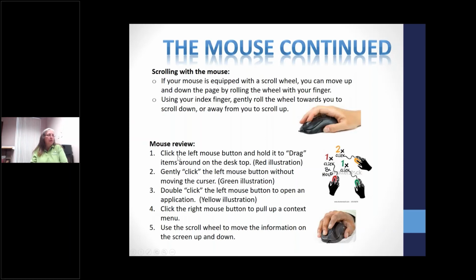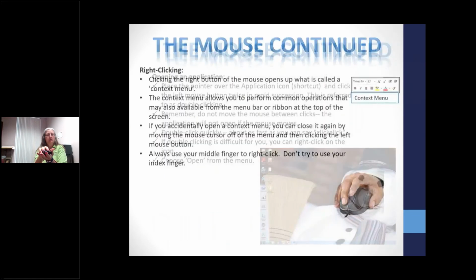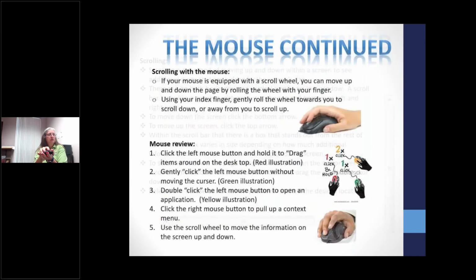So in review, to click the left mouse button and hold it to drag items to the desktop, there's this one here. So you're going to left click it down and pull or move it here or there or whatever on whatever item you're wanting to move. Gently click the left mouse button without moving the cursor. That's a 1 click. Okay, so I chose this. If you double click the left mouse button to open an application, so that's here, and it's click, click. 1, 2. And then right click the mouse button if you want more choices. So right click over here and then use the scroll wheel up and down. Okay, you just roll this wheel right here. Like I just moved different screens.